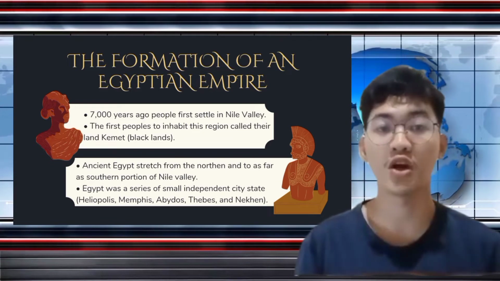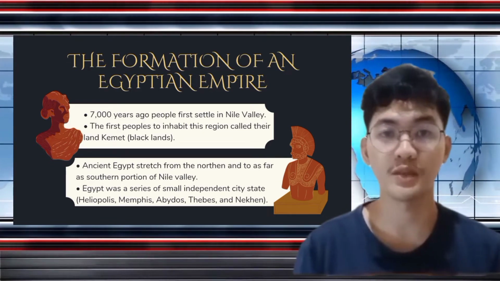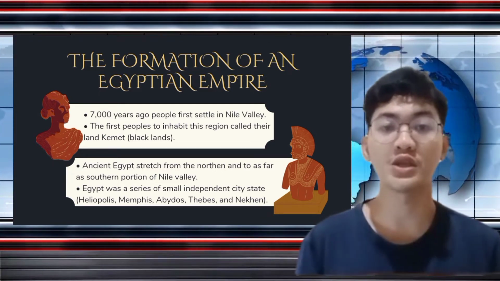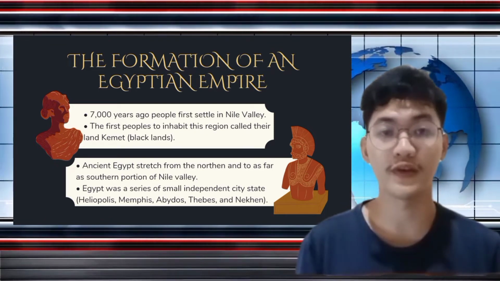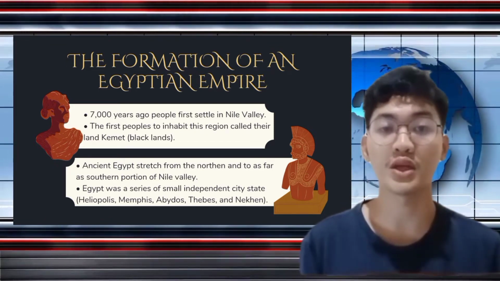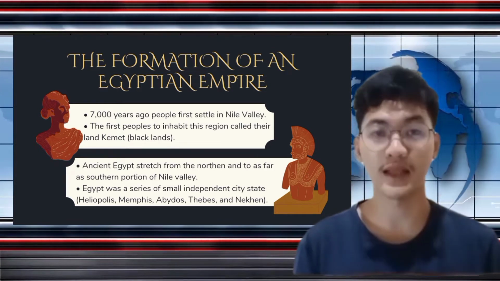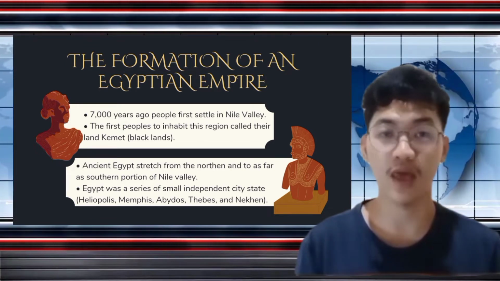The formation of an Egyptian empire. The first settlements of Egyptians were in the Nile Valley. It began around 700 years ago. Specifically, they occupied the entire Nile River. The first people to inhabit this region called their land Kemet, which means black land. This name comes from the rich black soil that was found there.